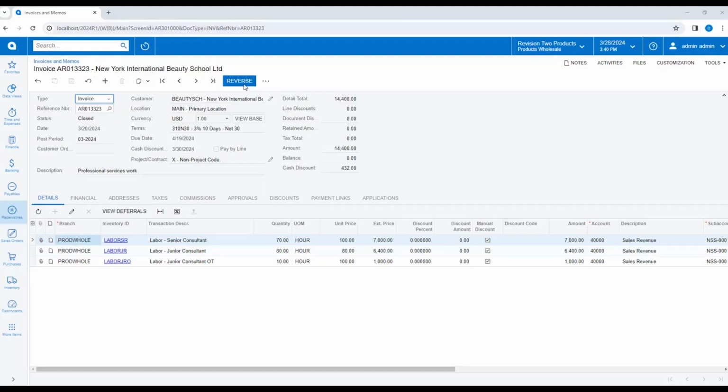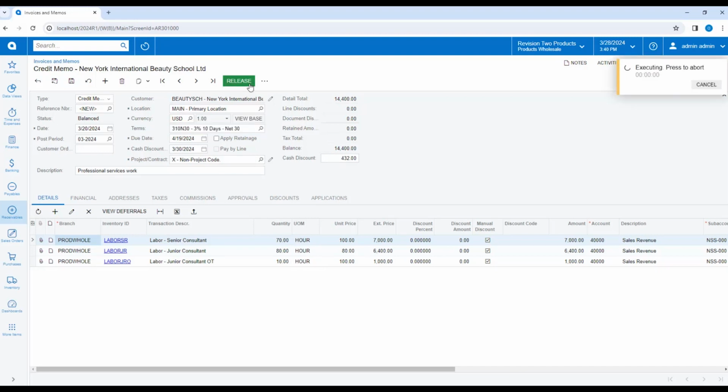I am going to process a credit memo for this invoice with a 3% cash discount offered. I have enabled credit terms for credit memos. That is why the terms box is editable for the document, and its value is taken from the original invoice. The due date and cash discount are calculated based on the terms, but they can be overridden if needed.